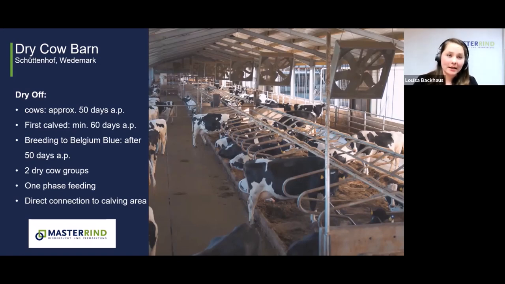And as you can see on the foil, we do dry them off. The first calf cow 60 days prior to calving, so quite early. And the cows which had more calves, we even dry off 50 days prior to calving. And since we are doing that, which is about a year, we get a higher quality of colostrum for our calves. And we always test that because for us, it's really important for the calves to have a really good start in their lives. From our dry cow barn, which is a classical two-row barn, it goes straight into the calving area and one person can handle it.